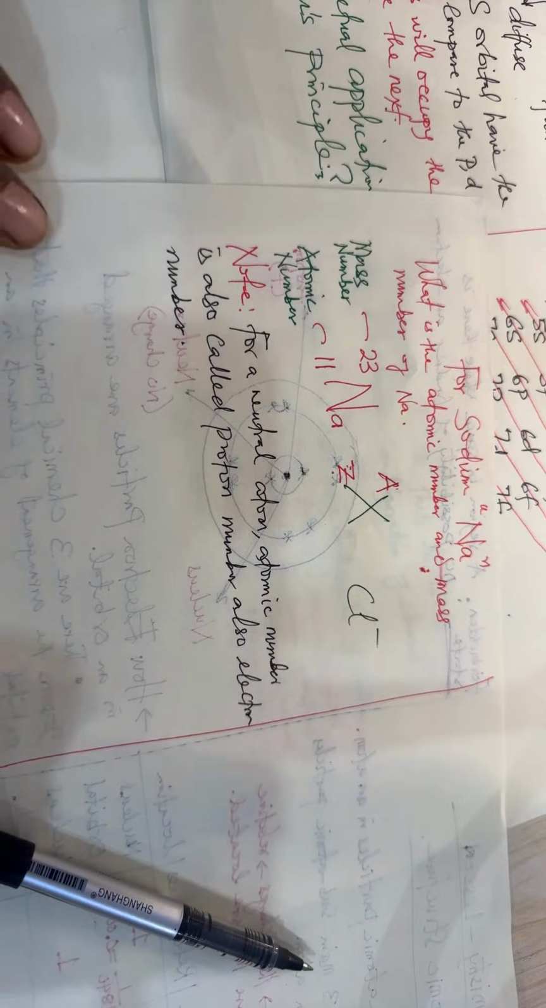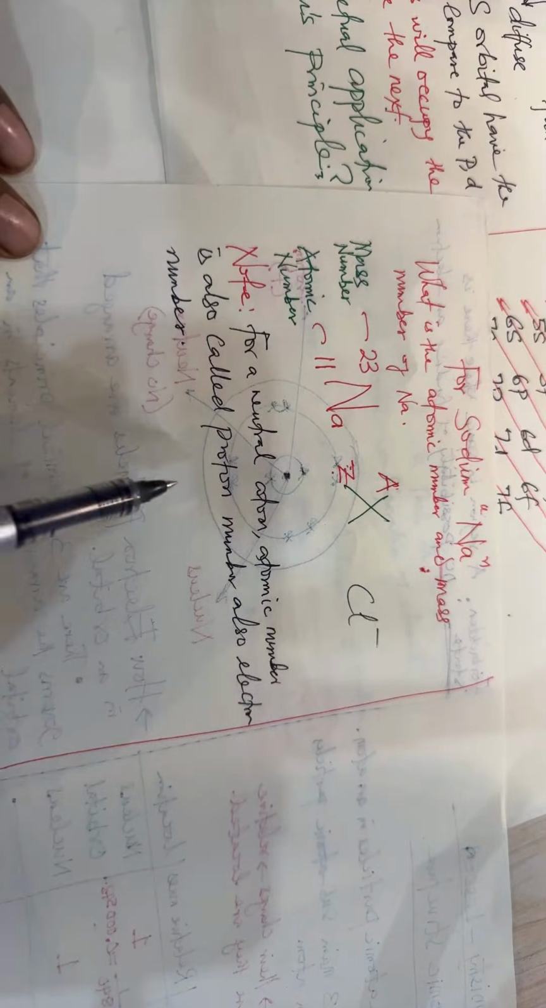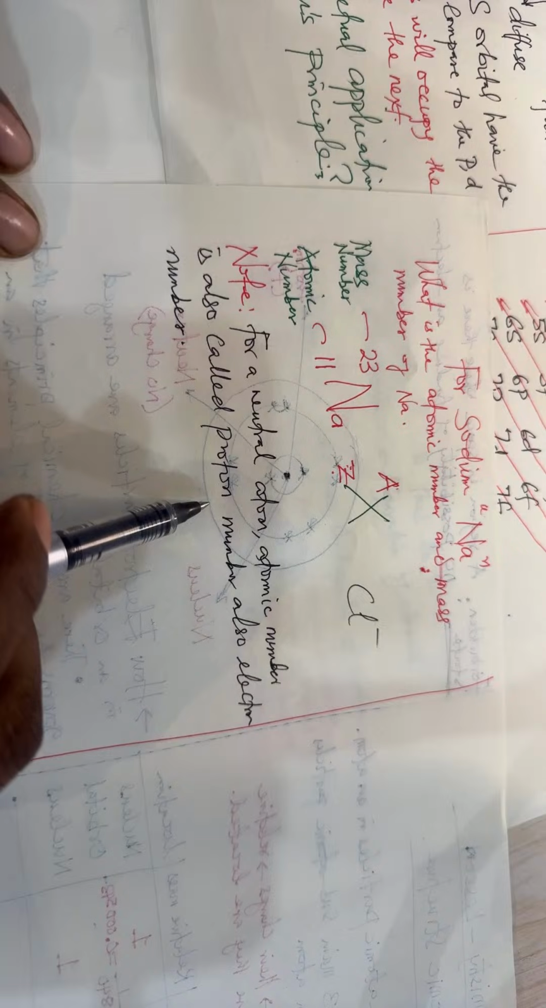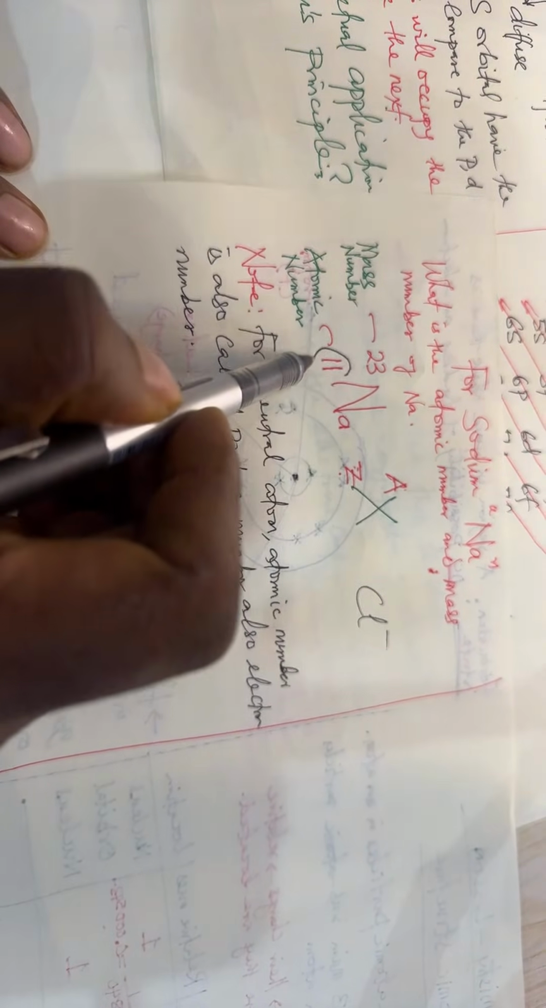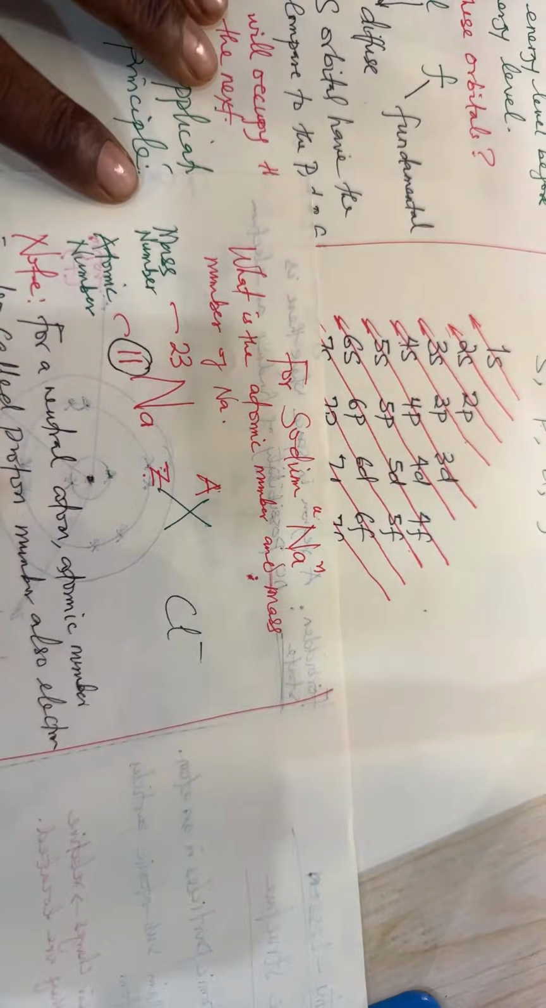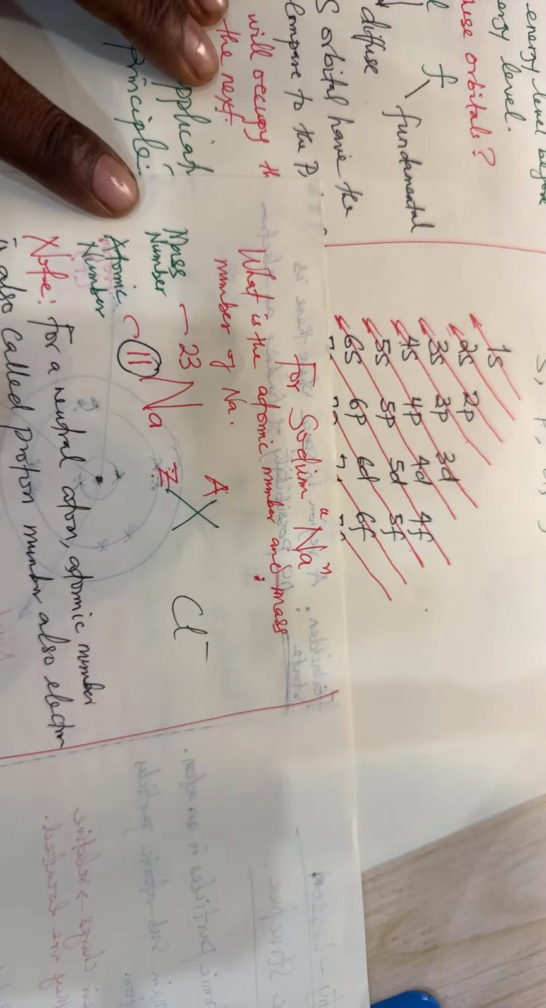Does that make sense? So now to write the electronic configuration, we will use the electron number, which is this particular one. That's what we're going to be using. So let's start. The electronic configuration for sodium: remember, this electron number is what we're going to be using. So we have 1s. I start with 1s.